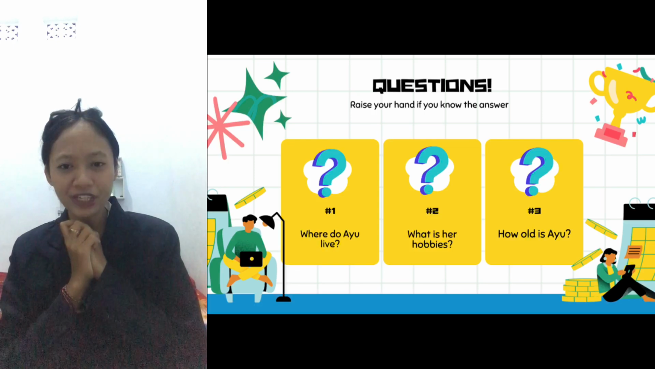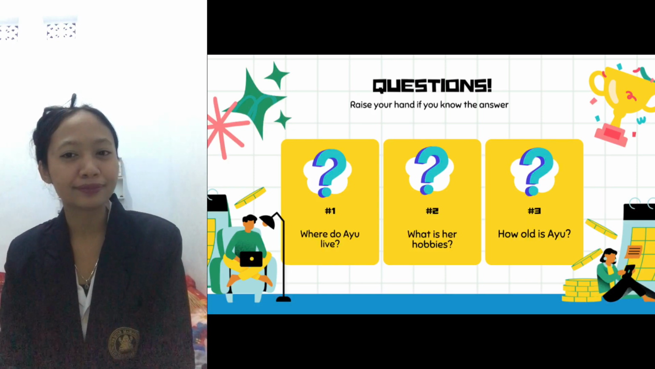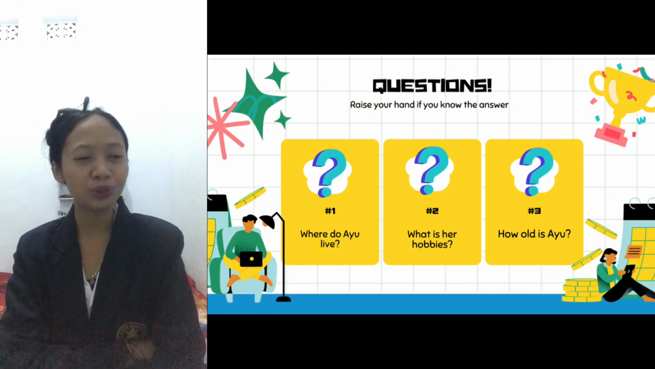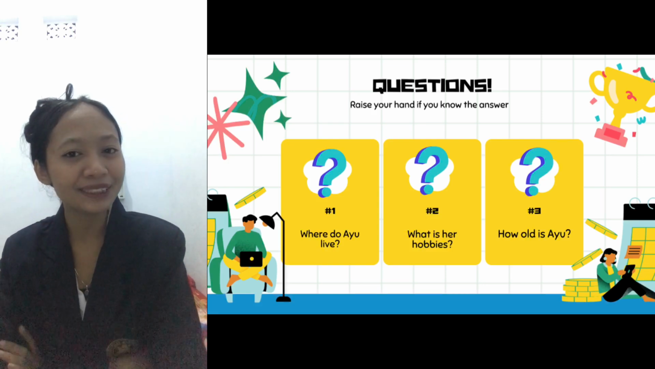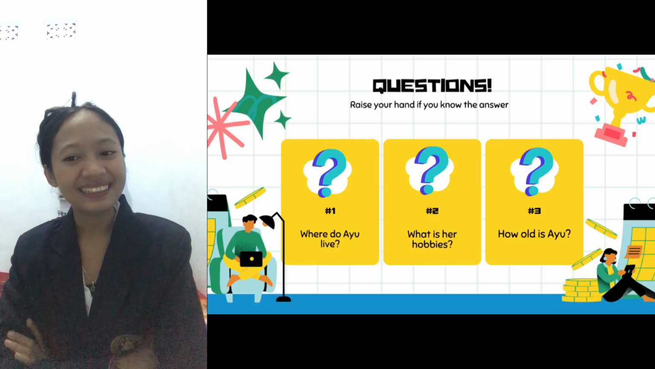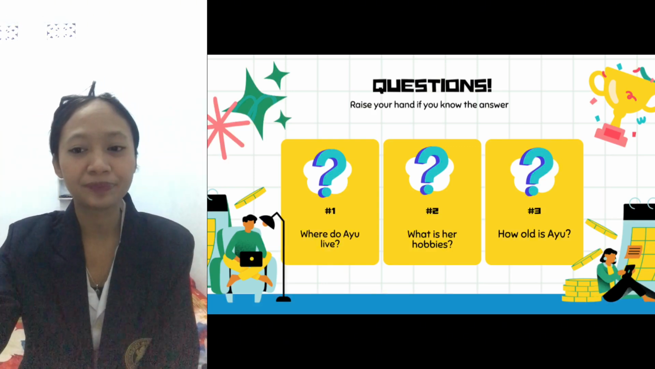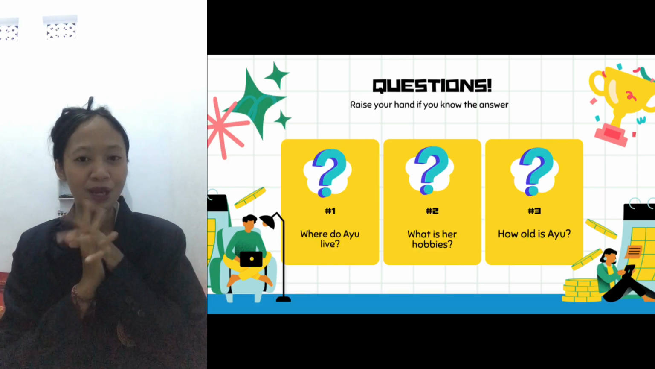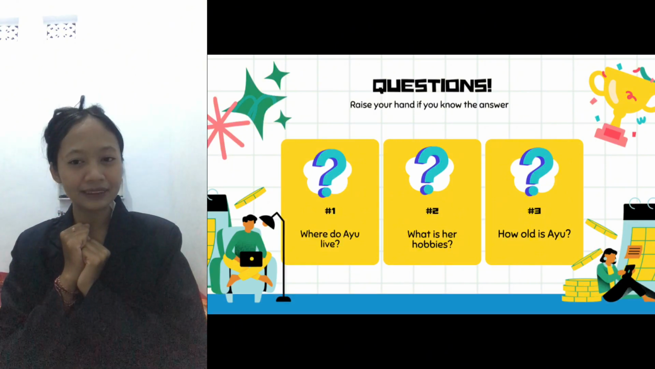Okay, the last question. How old is Ayu? Come on, how old is Ayu? Okay, what's the answer? Yeah, she is 12 years old. Okay, good job. Good job. I'm very proud you guys are listening. Okay, keep on moving. Let's go to the next activity.